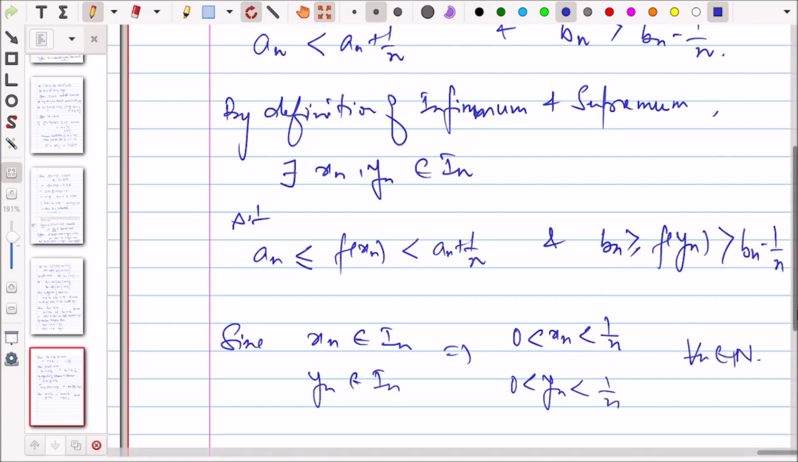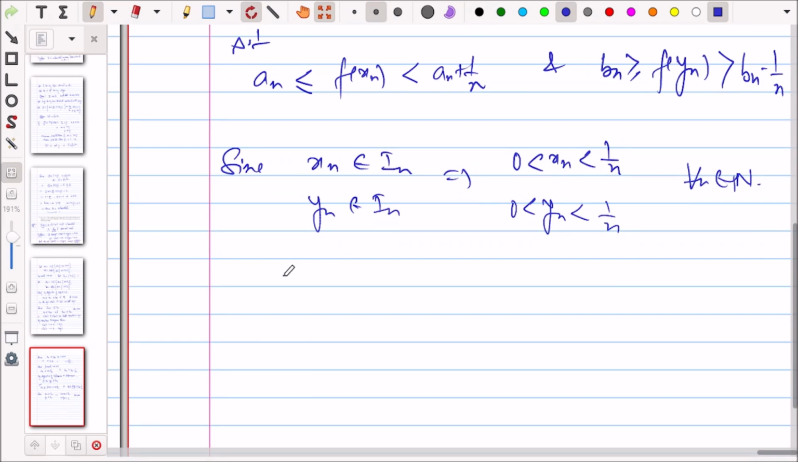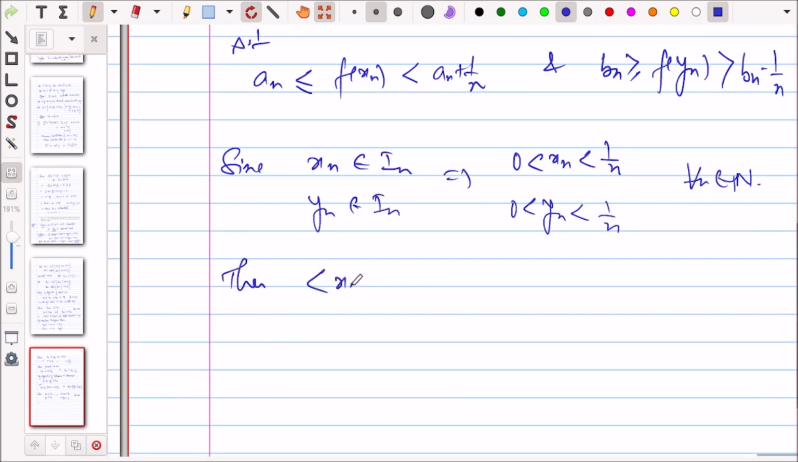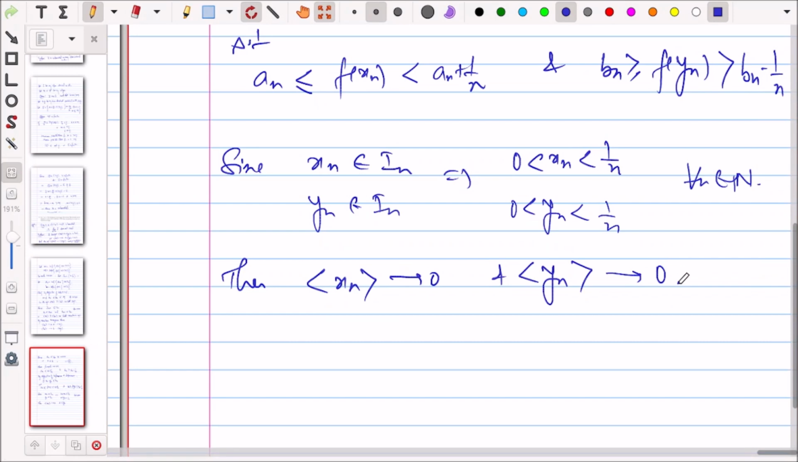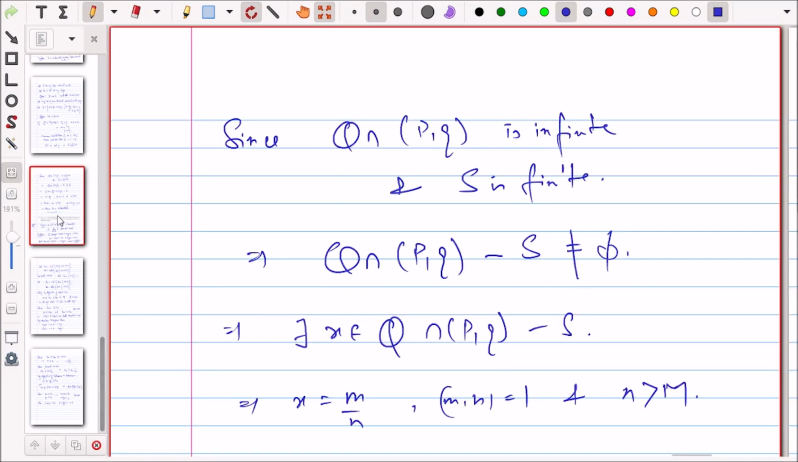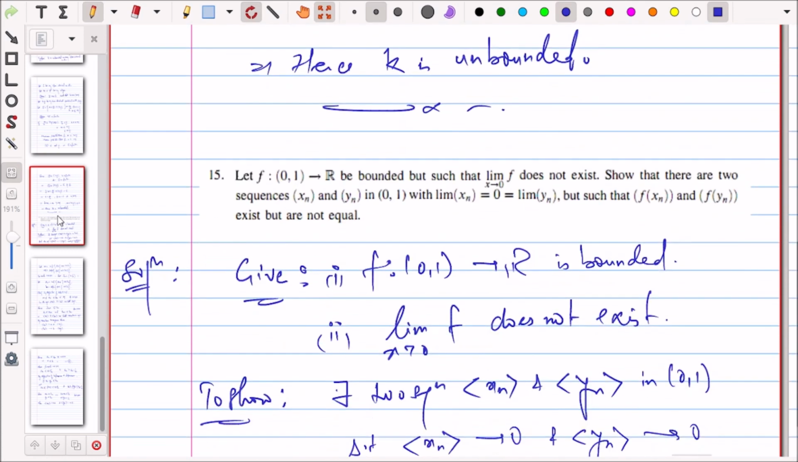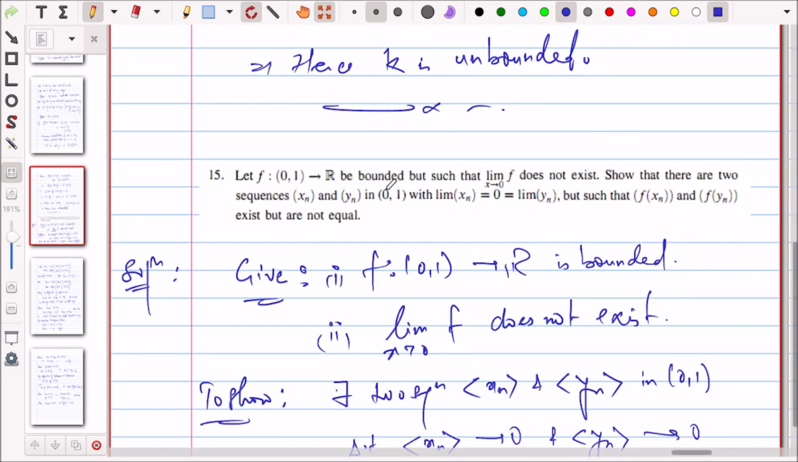And what does this imply? This implies your xn converges to 0 and yn converges to 0. Okay, so now we are able to generate two sequences. What we were required to generate: two sequences xn and yn in 0, 1 such that xn converges to 0 and yn converges to 0. So we are able to generate such sequences.